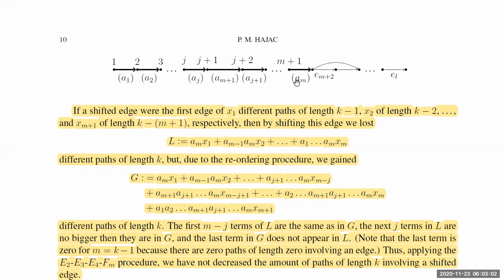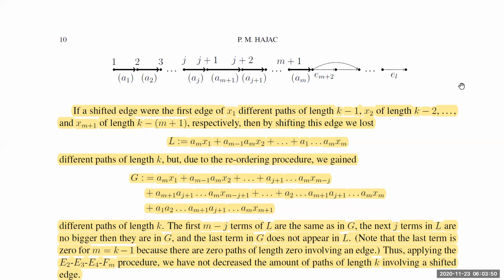But then there is also the cyclic permutation procedure. We took all the edges that started at the m plus first vertex and ended at the m plus second vertex. We pushed them into this jth place. So now they start at the j plus first vertex and end at the j plus second vertex. And then everything else we pushed by one step to the right. Okay, so this is the graph we obtained here. And now we are going to argue that we did not decrease the number of paths of length k involving a shifted edge. And then the second step would be to prove it for paths not involving any shifted edge.